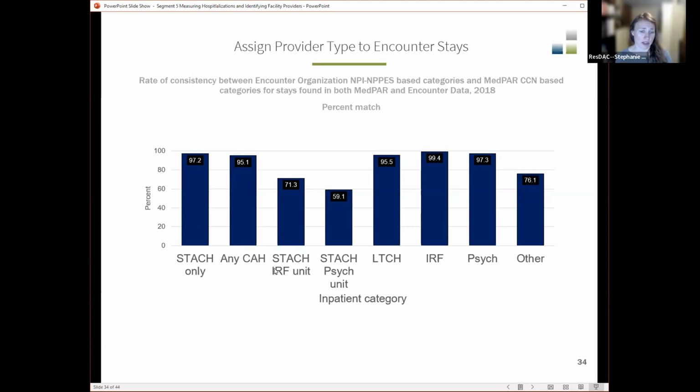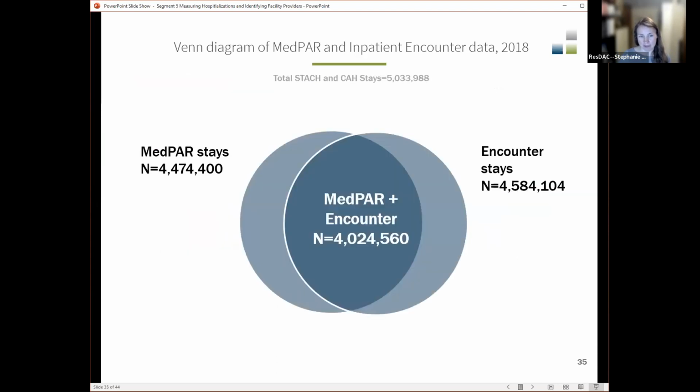Some were harder than others, especially the special units that are contained within acute care hospitals. But we do find that the NPPES might be a pretty good indicator for some types of facilities. Now, how many stays were we able to match?